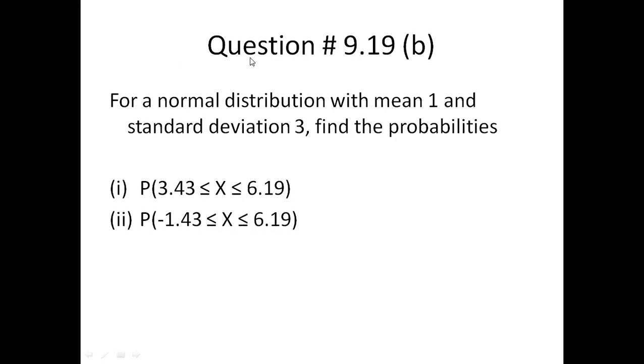Question number 9.19 part B. You can again see this in your book, chapter number 9. For a normal distribution with mean 1 and standard deviation 3, find the probabilities. Now a normal distribution is given to you, and the mean and standard deviation are also given. So you have to find the probability that 3.43 is less than x is less than or equal to 6.14. So let's see how to solve it.